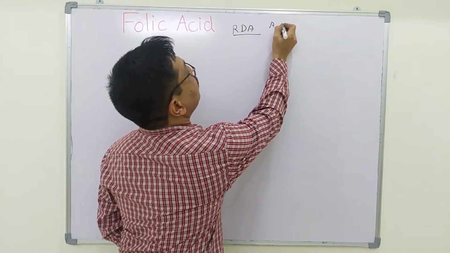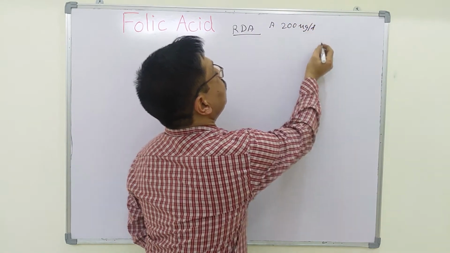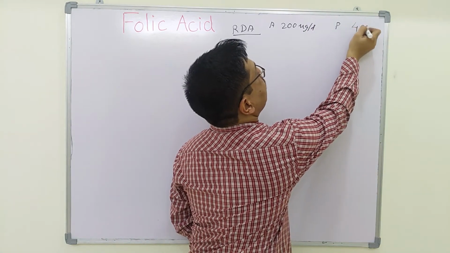Recommended dietary allowances: for adults it is 200 microgram per day, and in case of pregnancy and lactation it is 400 microgram per day.